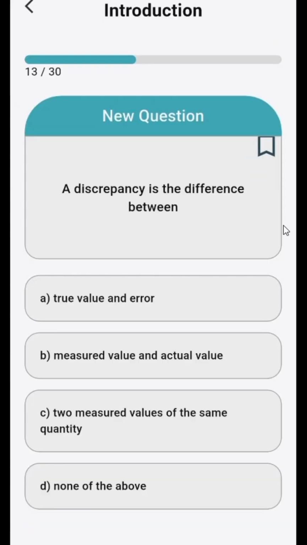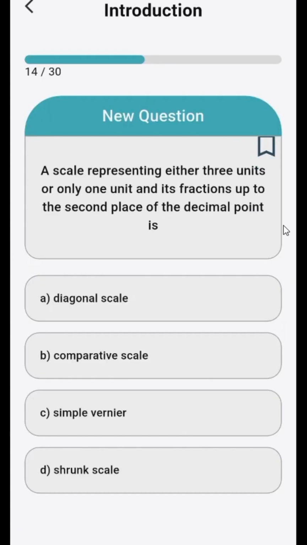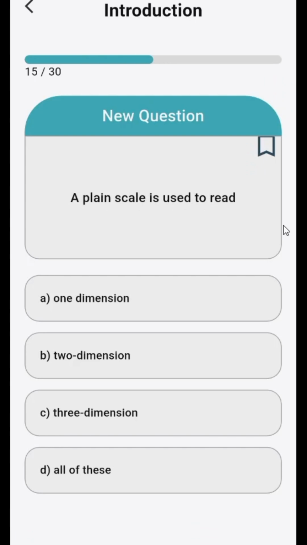A discrepancy is the difference between (A) true value and error, (B) measured value and actual value, (C) two measured values of the same quantity, (D) none of the above. A scale representing either 3 units or only 1 unit and its fractions up to the second place of the decimal point is a (A) diagonal scale, (B) comparative scale, (C) simple vernier, (D) shrunk scale. A plane scale is used to read (A) 1 dimension, (B) 2 dimensions, (C) 3 dimensions, (D) all of these.